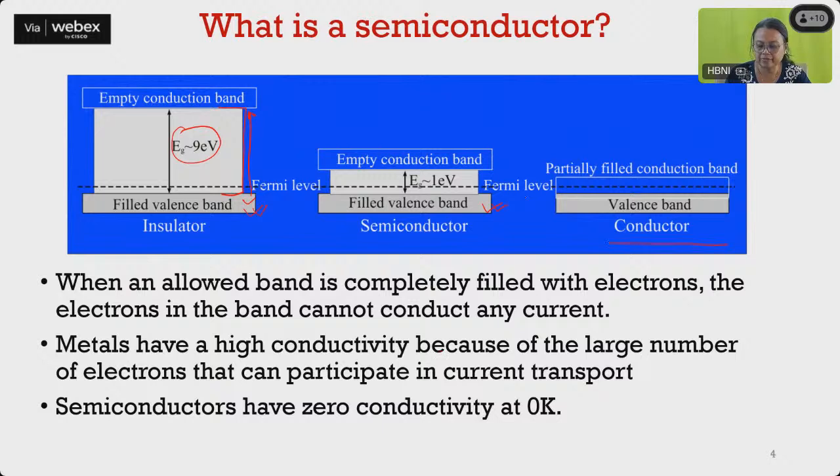Metals have a high conductivity because a large number of electrons can participate in current transport, as most of the electrons are in the conduction band. And semiconductors have zero conductivity at 0 Kelvin, but as the temperature increases, their conductivity also increases. So this is the basic phenomenon behind the difference, and taking the case of semiconductors, we will try to understand this.